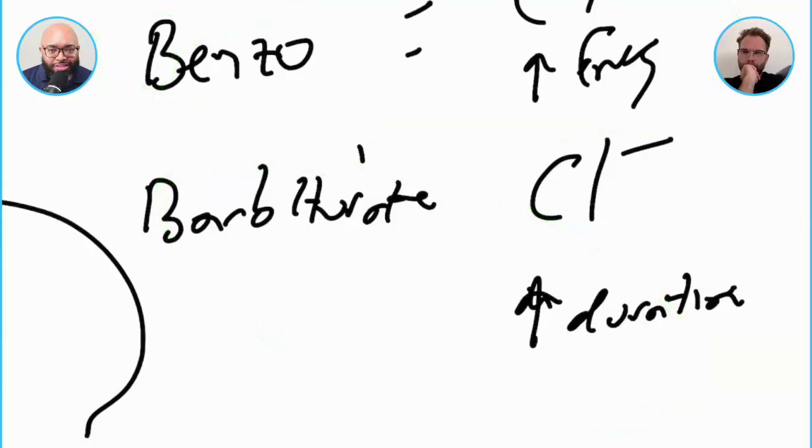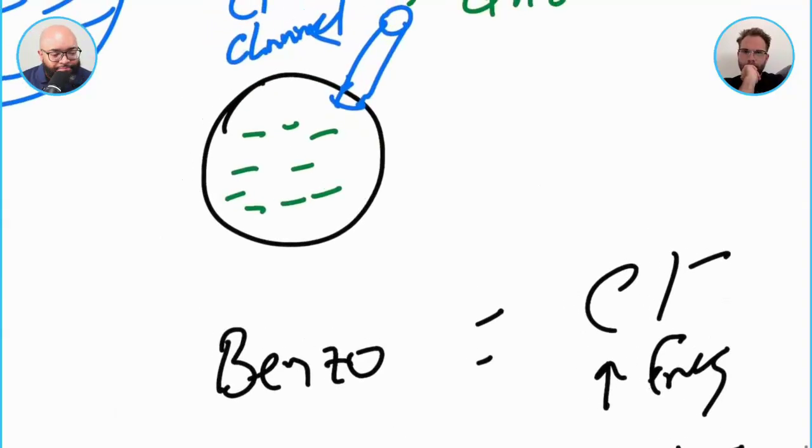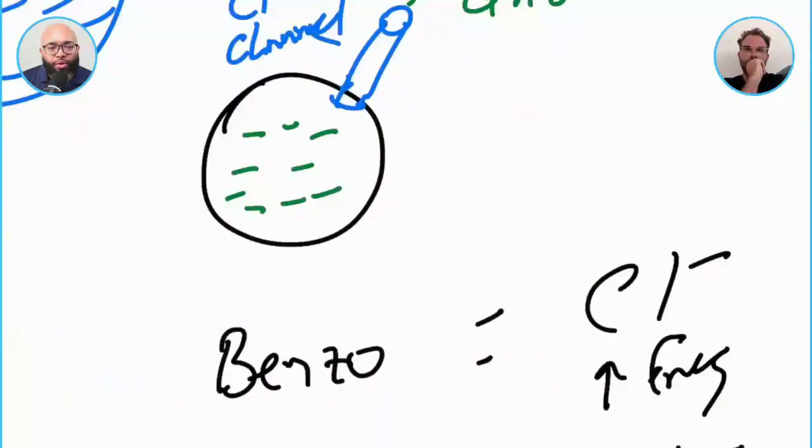Either way, it opens, and then what rushes inside the cell? Chloride. And then once chloride with its negative charge goes in, the inside of the cell becomes negative. That's called repolarization. So now we counteract the depolarization. Does that make sense? Yep. All right, you got it? Absolutely.